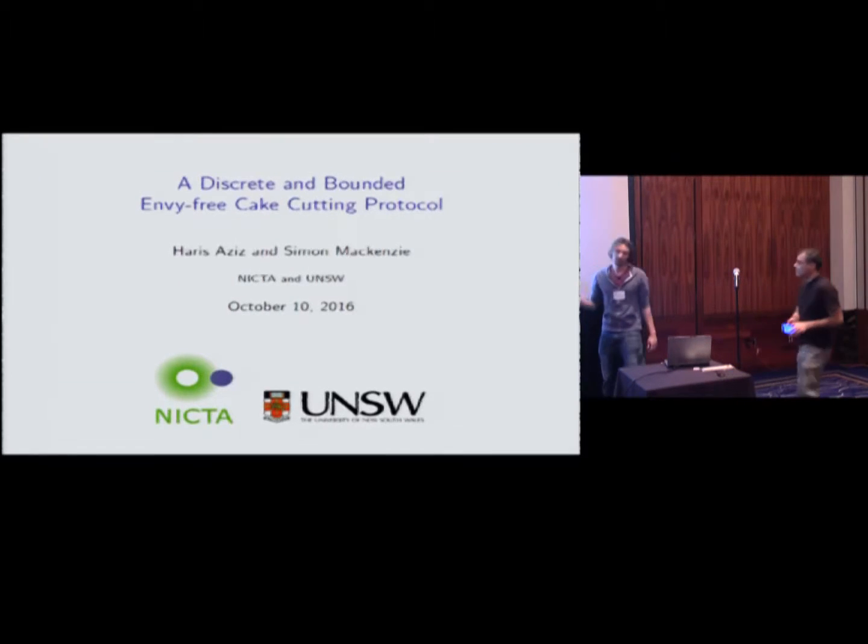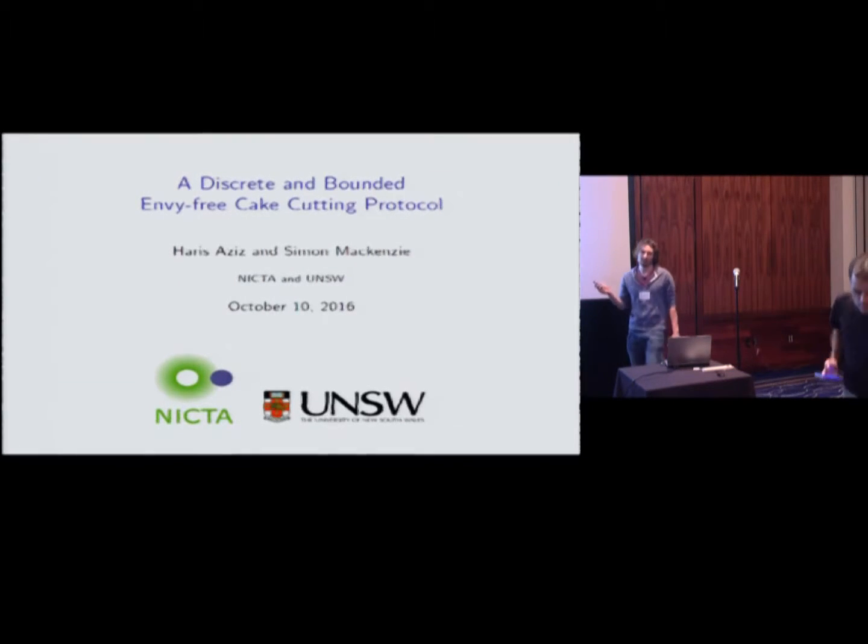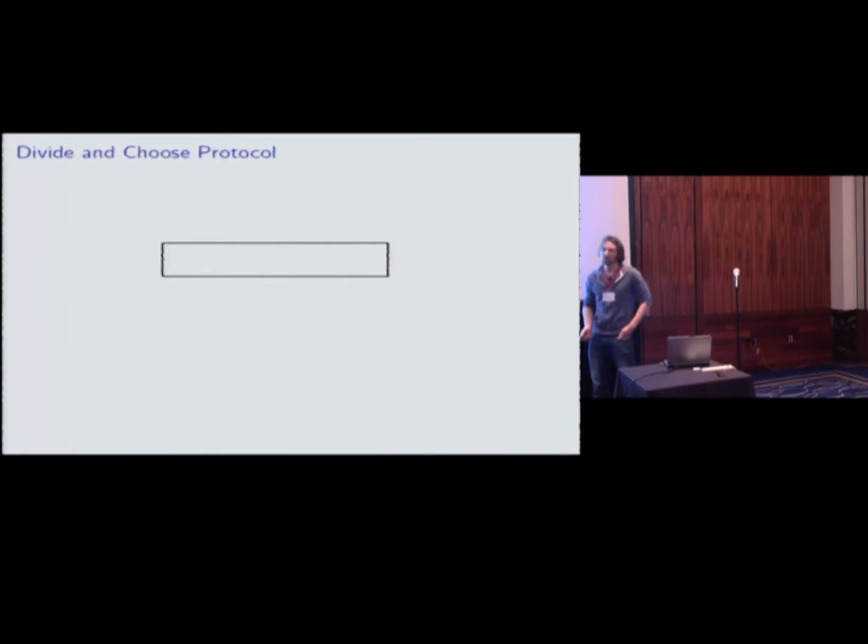Hi, hello. So I'm Simon, and this is joint work with Harris. Let me first start with the simplest cake cutting protocol of all. This works with two agents, and it's called divide and choose. So we have our cake, and we have two agents, and we want to allocate the cake in such a way that neither agent believes the other agent has a bigger piece than them. So how can we do this?